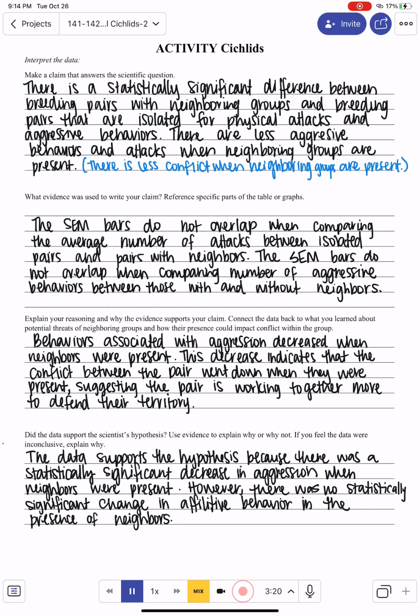However, the data was kind of inconclusive because there was no statistically significant change in affiliative behavior in the presence of neighbors. So yes, there was less conflict, but based on the data, that might not necessarily imply that they were working together better in any way.